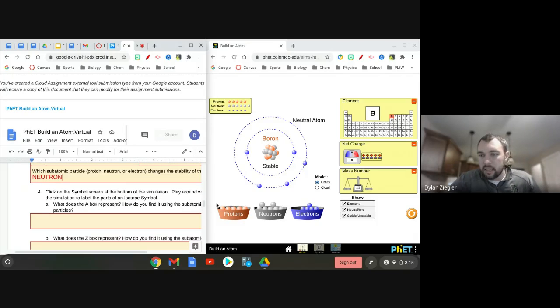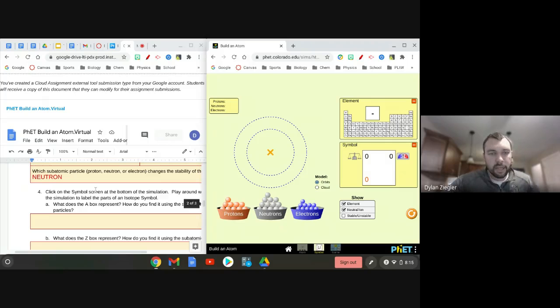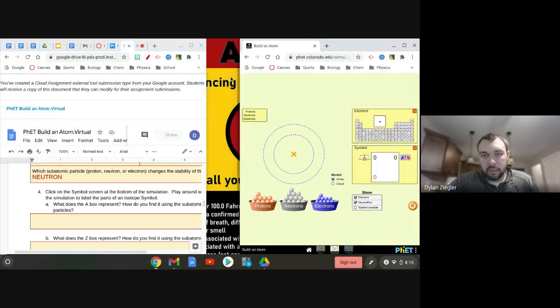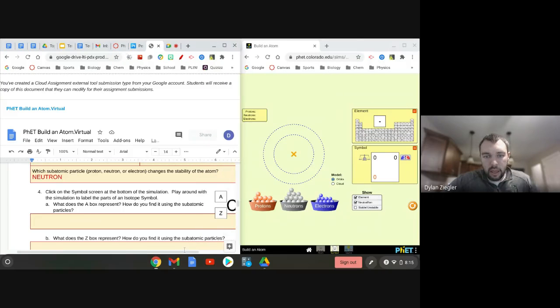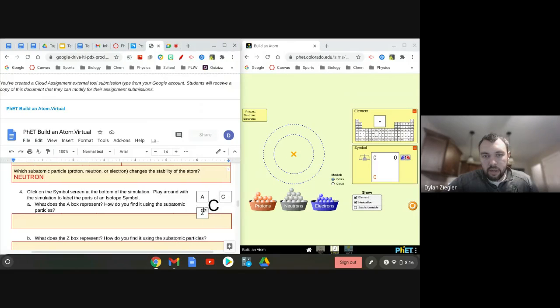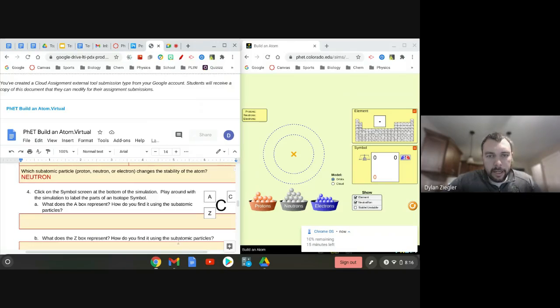All right, click on the symbol on the screen, the bottom of the simulation. So that's all the way down here, symbol. Let me maybe shrink this just a little bit more, make this a little bit bigger. Okay, we get this symbol over here where we have 3 kind of boxes. All right, looks like I'm running low on power here. All right, played around with the simulation to label the parts of an isotope symbol. Okay, so this is the isotope symbol here. What does the box A represent? So A is this upper left.